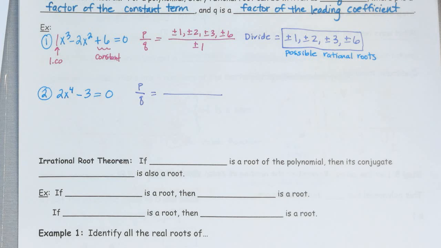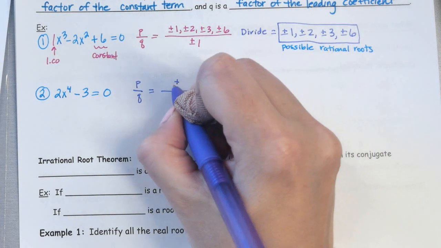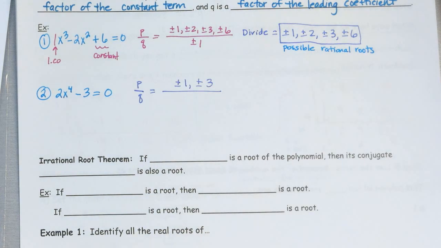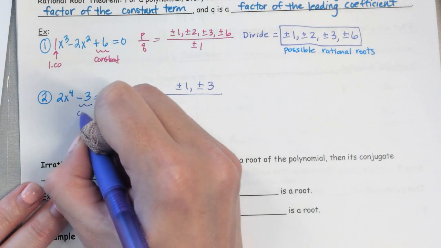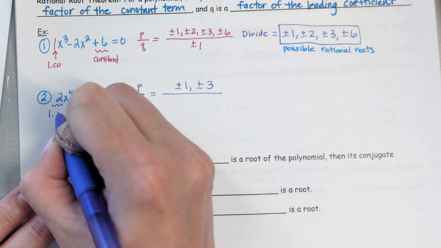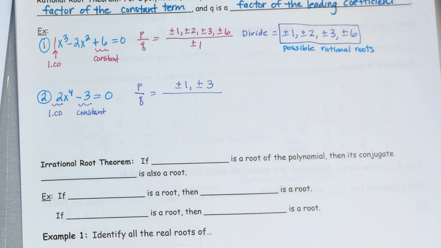Alright, Maya, what are my factors of 3? So it wouldn't be 2, because 2 wouldn't go into it evenly. Yes, good. So plus or minus 1 and plus or minus 3. Okay, and so this is our constant term, the negative 3. And then here's my leading coefficient.